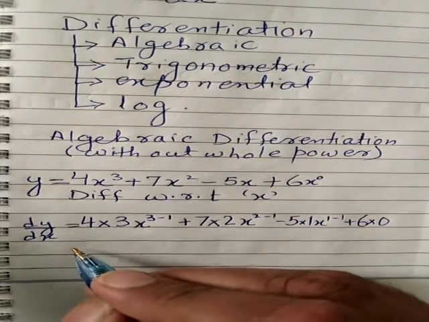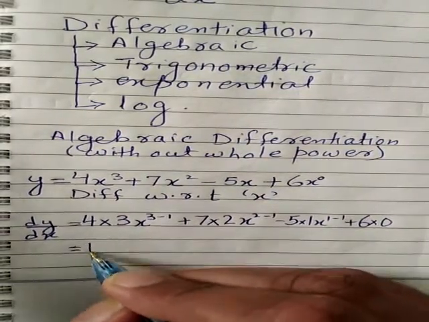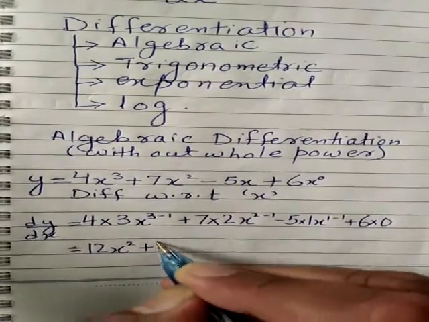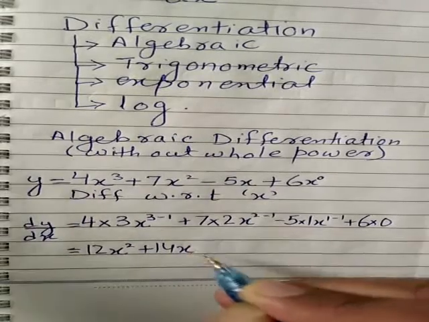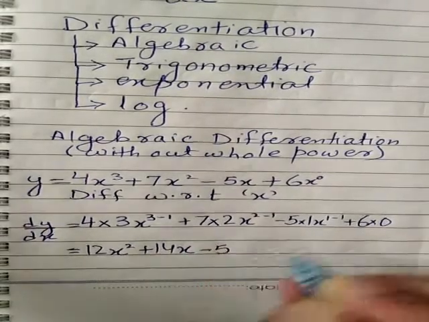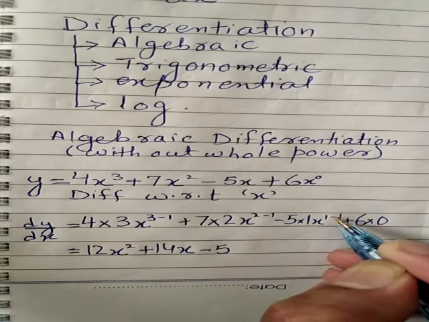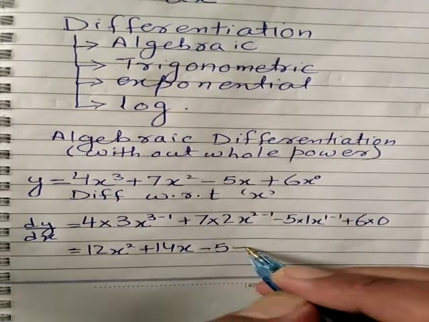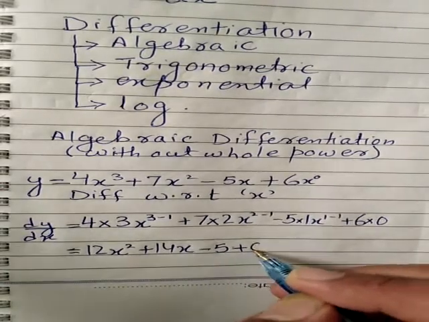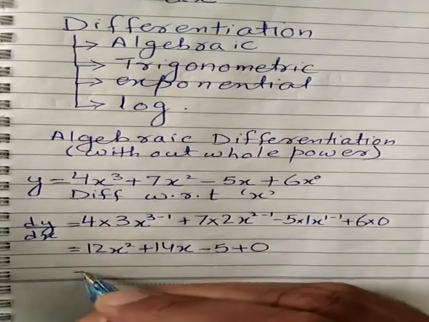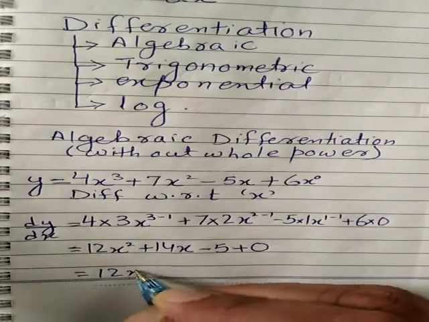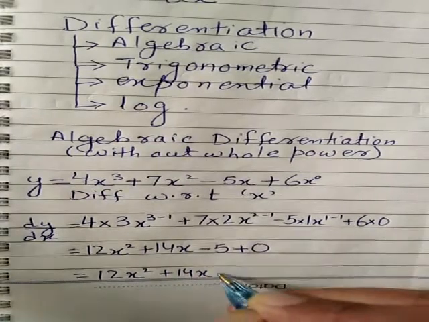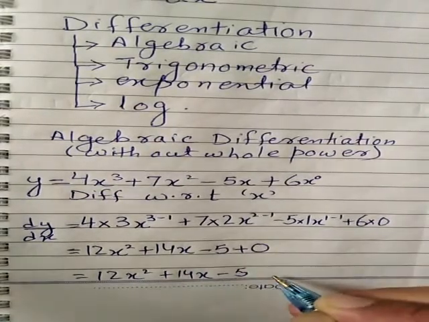Now simplifying it further, 4 3s are 12, x square, plus 14x, minus 5 times x to the power 0, and x to the power 0 means 1, plus 6 into 0 will be 0. So when I simplify it further, it will become 12x square plus 14x minus 5.